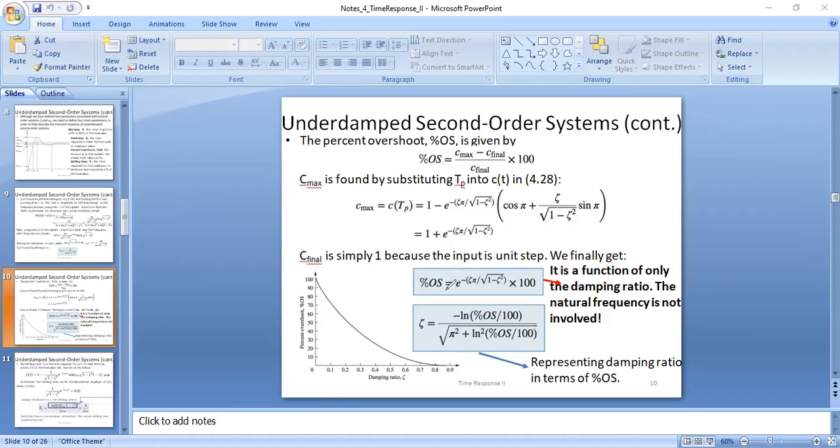Fine. And you can write this zeta formula also in your formula sheet.